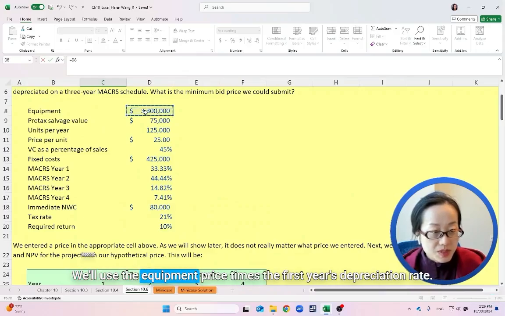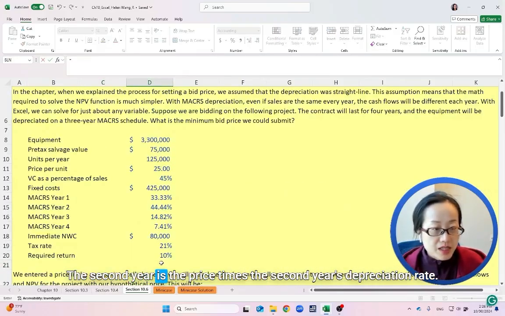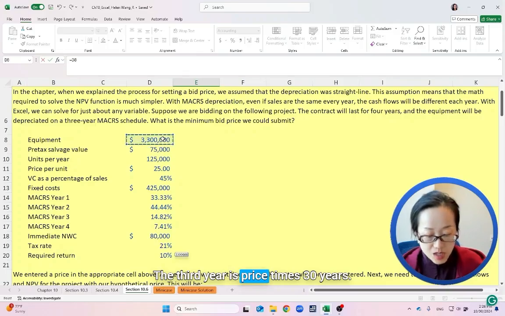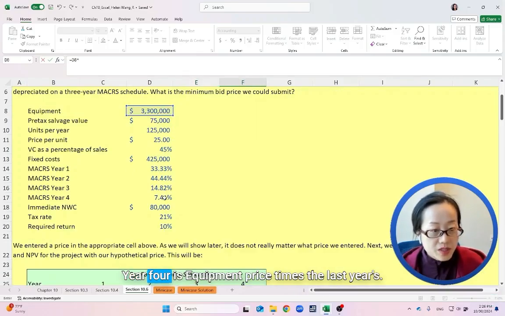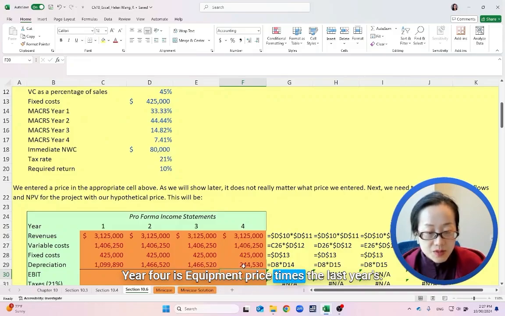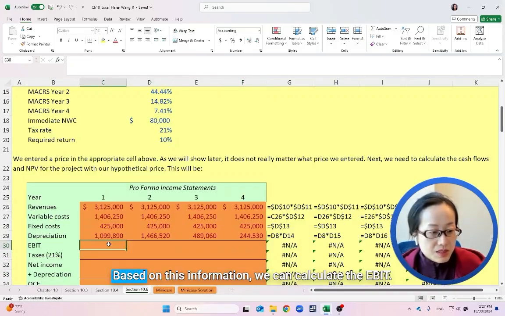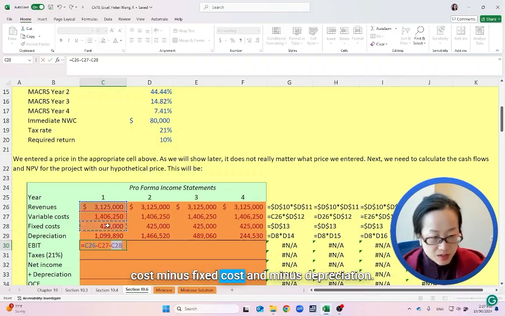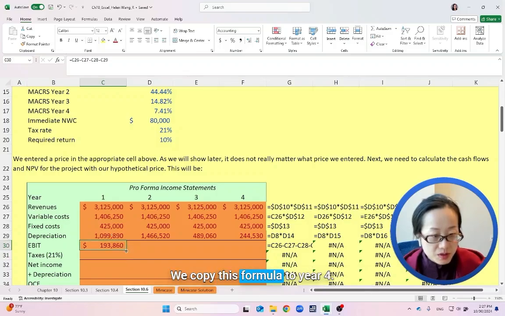Depreciation, we will rely on the depreciation rate and equipment price. We'll use the equipment price times the first year's depreciation rate. The second year is the price times the second year's depreciation rate. The third year is the price times the third year's rate. Year 4 is the equipment price times the last year's rate. Based on this information, we can calculate the EBIT. EBIT will be equal to the revenue minus variable cost, minus fixed cost, and minus depreciation. We copy this formula to year 4.